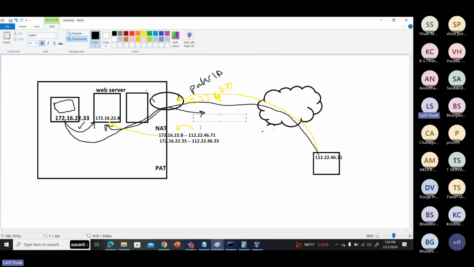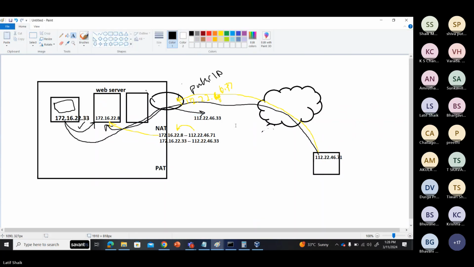So when this PC is trying to communicate outside, it goes with this particular IP, not with its own private IP. So it will go out into the internet. So incoming is with our public IP only, and outgoing is with the public IP only.